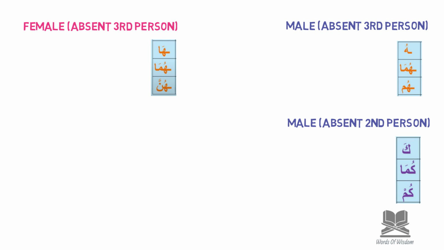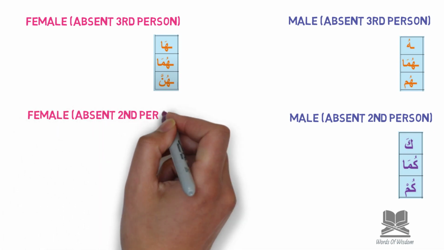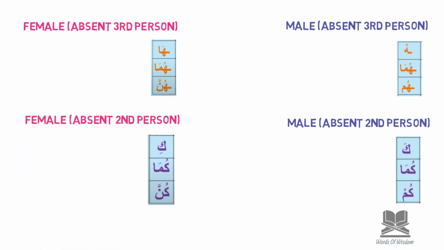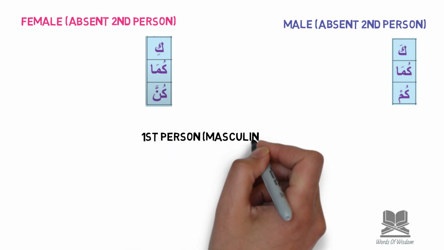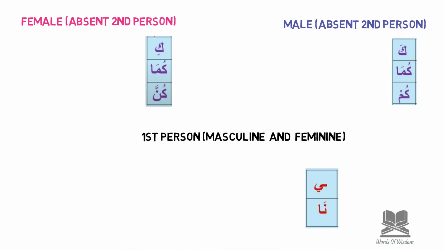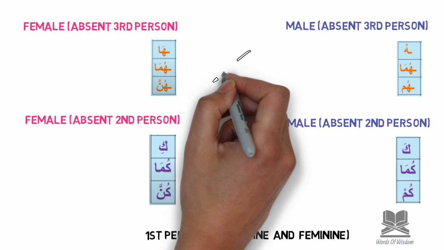Ka means yours, kuma, both of yours, kum, all of yours. And then for the female, ki, kuma, kunna. For one lady, yours, both of yours, all of yours. And then e or a ni sound for me or my, and na for ours. I will put them in context so you understand how they work.